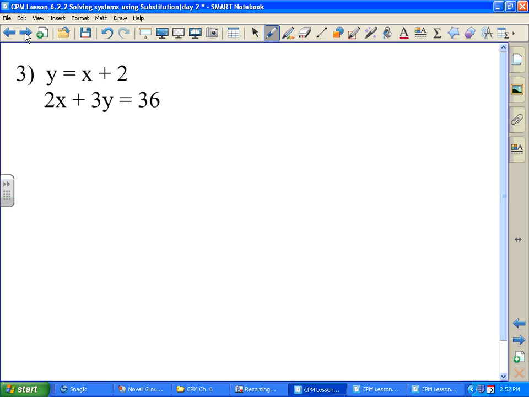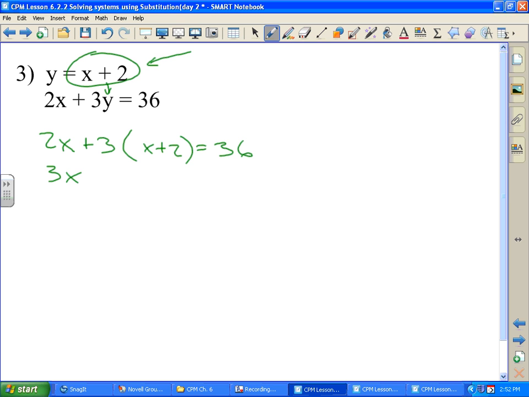Okay, if we take another type of problem, same idea, but now this one's solved for y. So now I'm going to take all this stuff and I'm going to dump it in for y. So I take 2x plus 3 times x plus 2 equals 36. Oh, I got to distribute here. It's a little different than the last problem. 3x plus 6 equals 36. Combine my like terms. And solve for that variable.